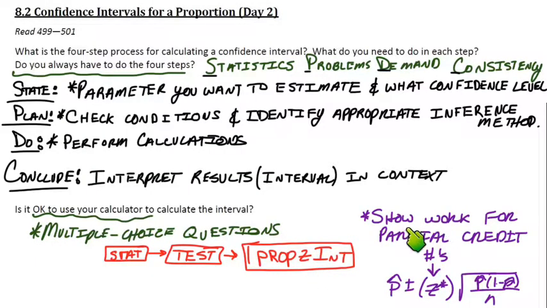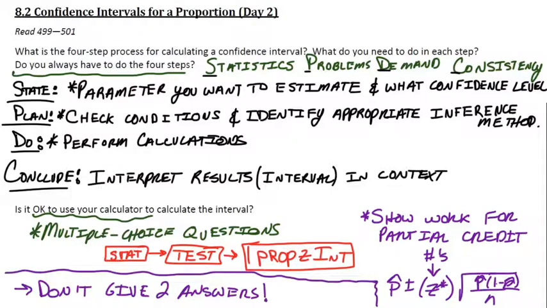This just shows the grader that you know what the p-hat value is, and you know what the correct z-star value is. One point to mention though here is don't give 2 answers, right? If you get one by hand, and if you get one by calculator, give the one you think is most correct and cross out the other one, because they'll grade the least accurate one. So definitely do not give 2 answers. Give your best answer only.